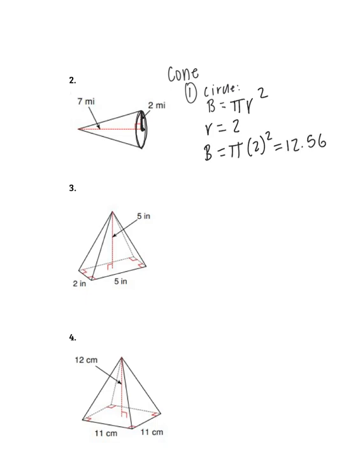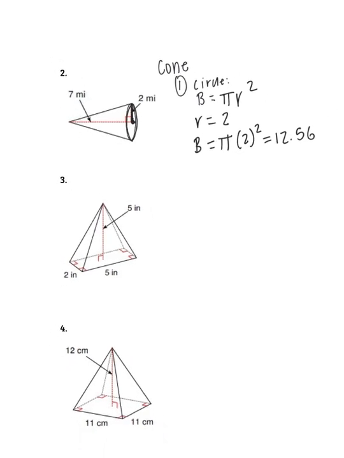And you can round it differently. It's not going to be a big deal. You can also use 3.14 instead of the pi button. Either way, you're going to get about the same answer. So we get that the area of the base is 12.56. Now all I need to do is find the height. What is the height of my cone?